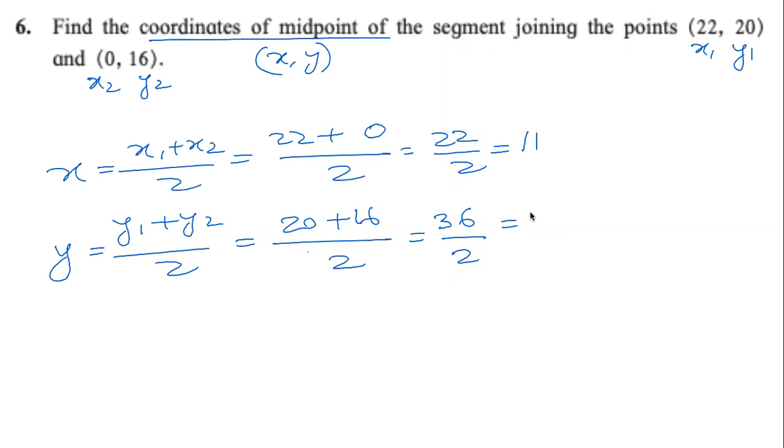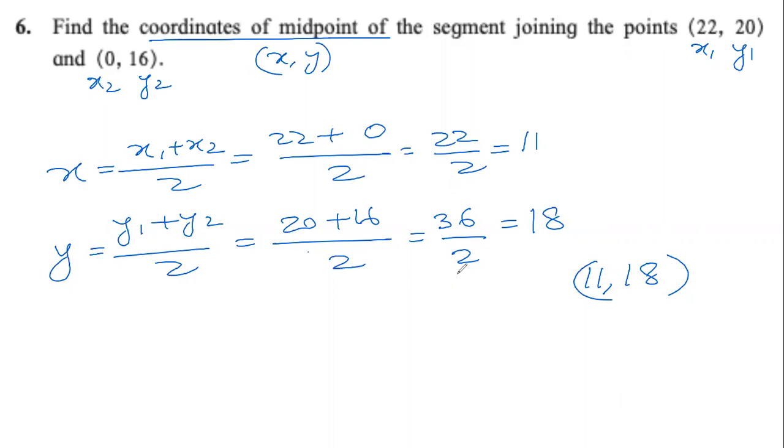Thirty-six divided by 2 is 18, right? Khadija, check your answer. Why did you get 13? You should have got 18 only. So the coordinates of the midpoint are 11, 18. This is how we will write the answer.